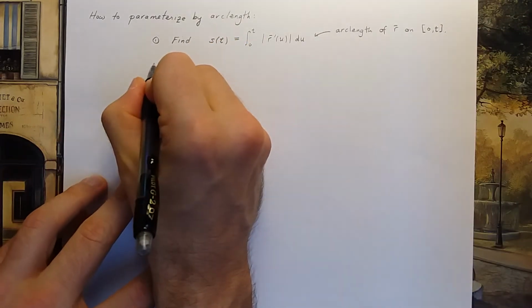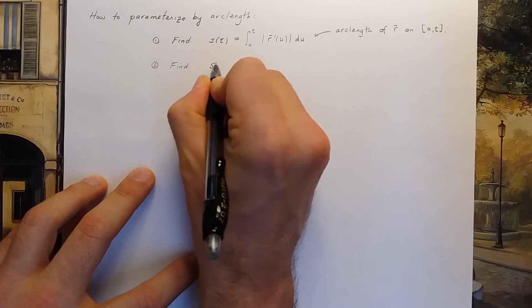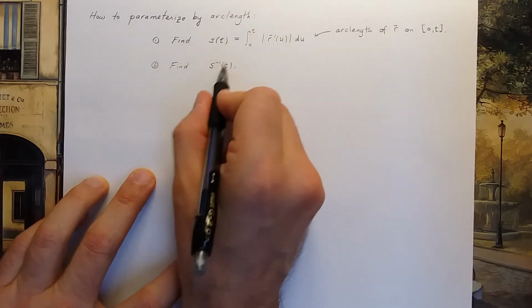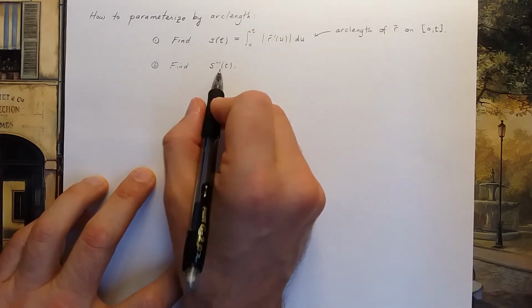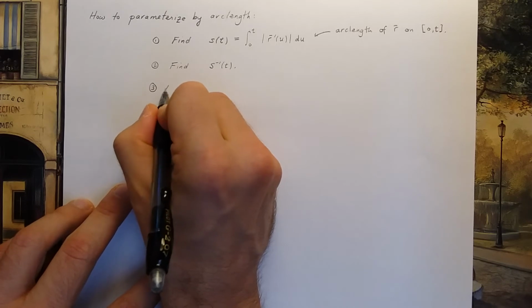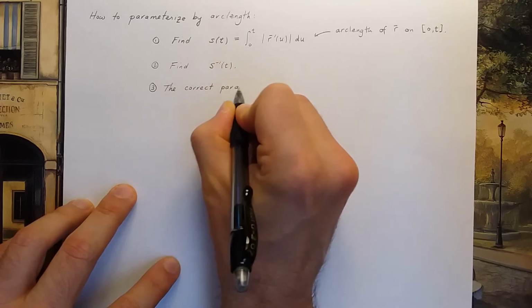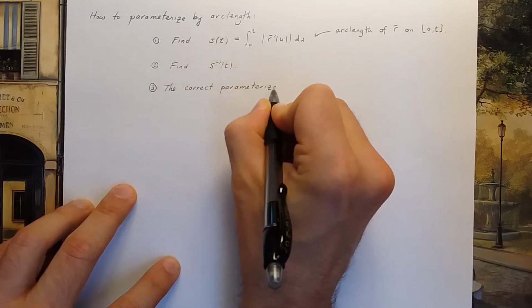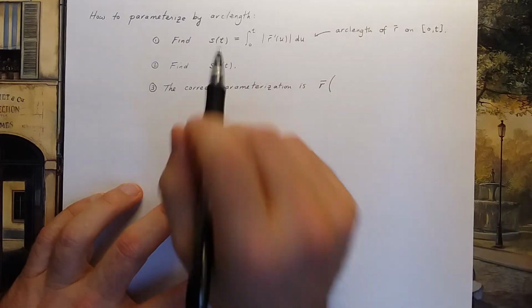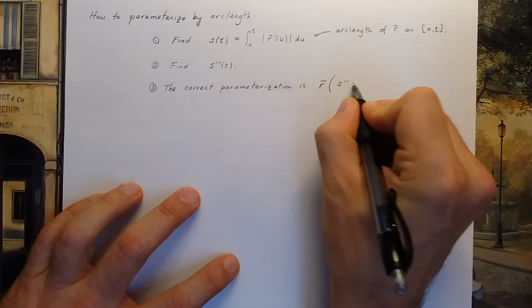Okay. Step 2. Find the inverse function, s inverse of t. So this is the inverse function, not division. It's not 1 over s. It's the inverse function. I'll do an example in a second, but the third step is, the correct parameterization is the vector valued function that you started with, except instead of plugging in t, I plug in this inverse function, s inverse of t.